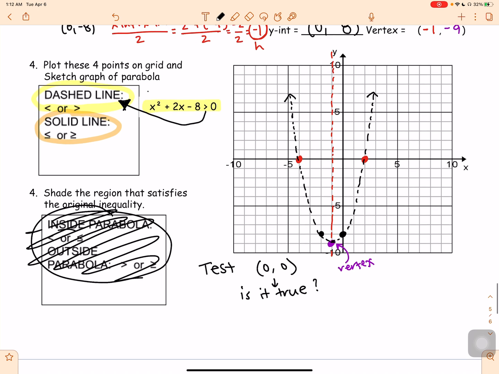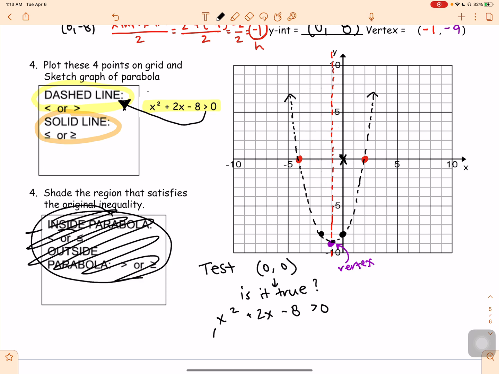So let's see here. So if we had x squared plus 2x minus 8 is greater than 0. Okay. Oh yeah, I think this one was actually the one where it threw us off a little bit. Oh no, this one would have been right. Greater than. Yeah, okay, so let's see here. So we want to know. So here 0, 0 is inside of the parabola. So if it's true, then we're going to shade right there inside the parabola.